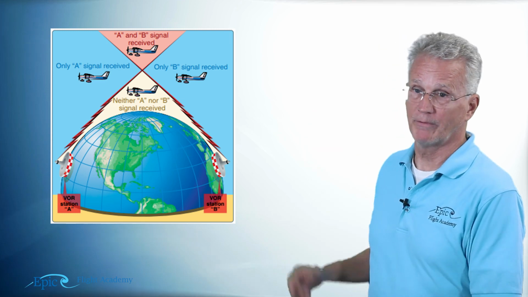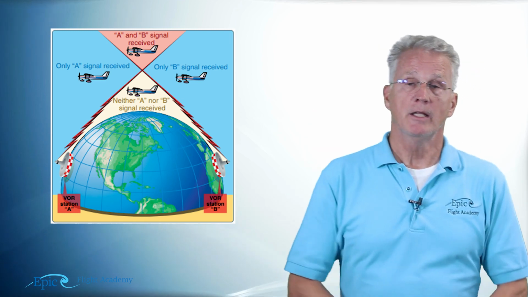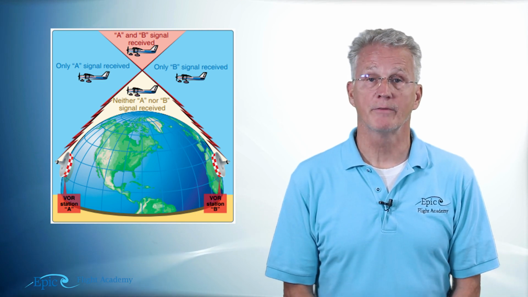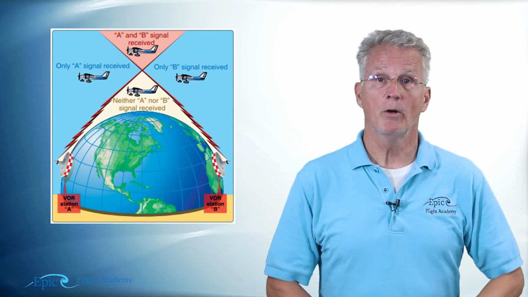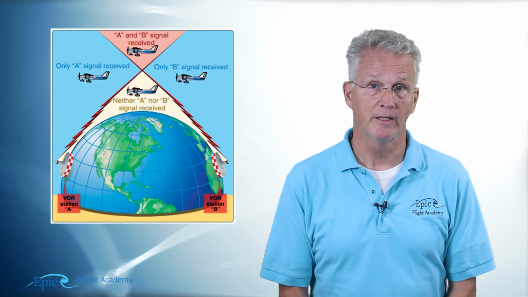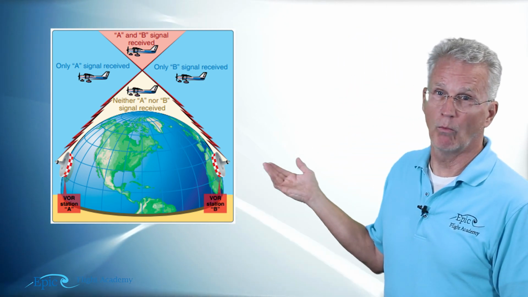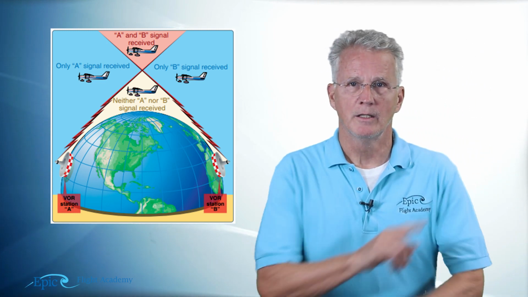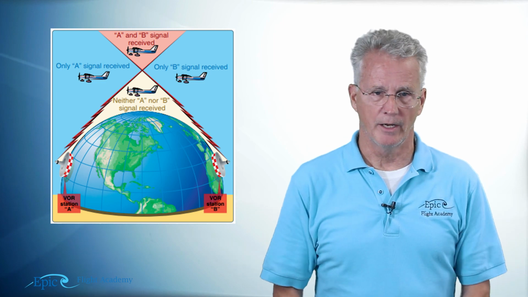Notice up at the top of our example, there's an aircraft in that pink overlap. That aircraft could actually receive both of those VORs or VORTACs, and by the same token, finally, that aircraft in that white space, because these VORs are line of sight, it cannot receive either one.